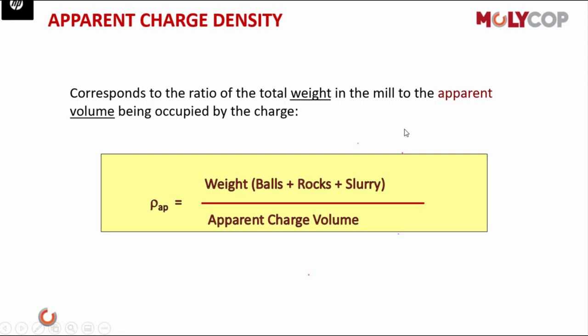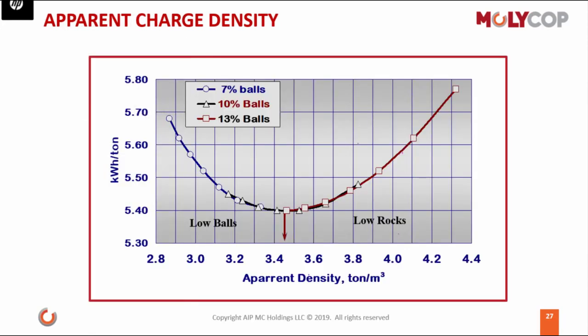So the apparent charge density is the relationship between the weight of the balls, the rocks, and the slurry, divided by the apparent charge volume of the mill. What is important is that we have to define the optimal ratio between the balls and the rocks. That means we have to get the right balance between the balls and the rocks, and we are going to get the lowest specific energy consumption.